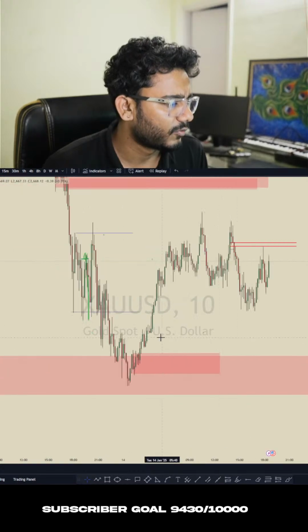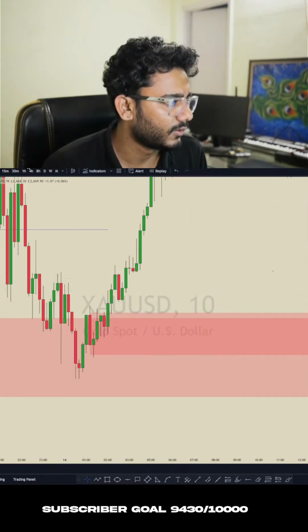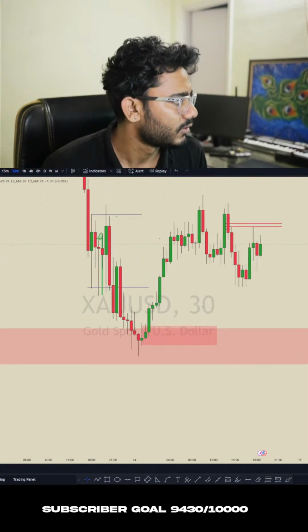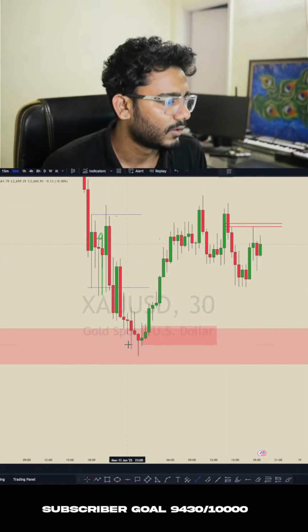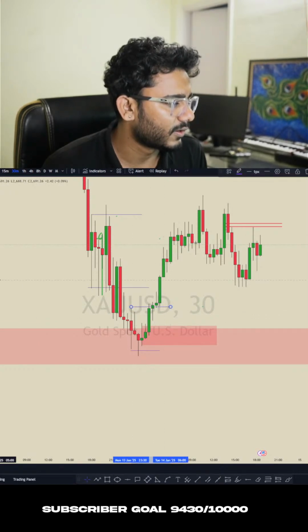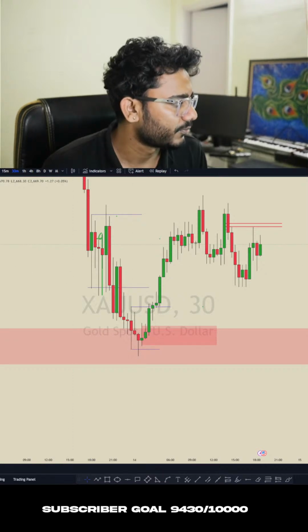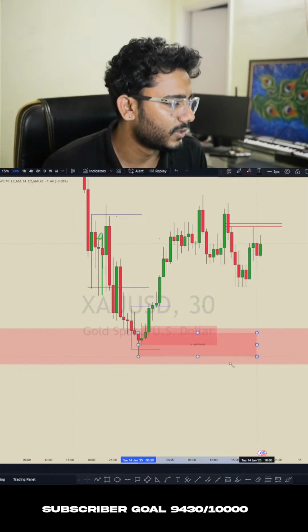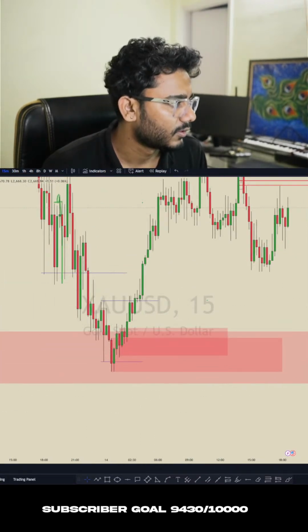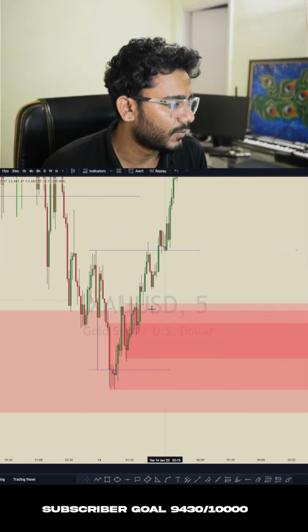So let's see here, because we already have tapped from this demand zone. On 30 minutes, we can see this candle is liquidated, and then this candle broke the structure. Let's see which candle broke the structure. This candle swept the liquidity and then it gave us a break of structure or change of character here. And if you go to lower time frame, we can see there's an imbalance here in this order block.